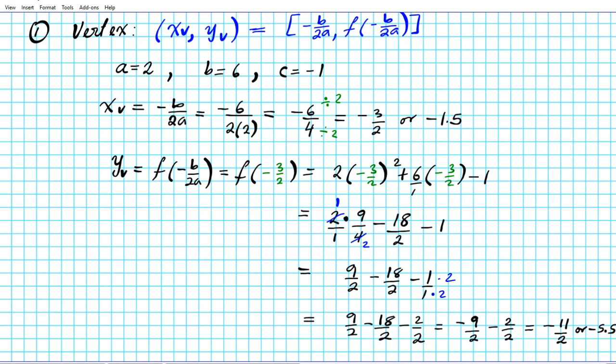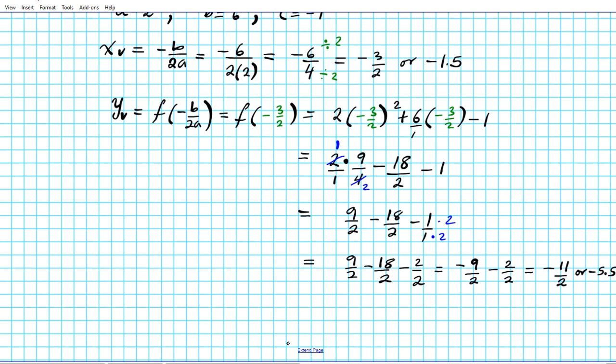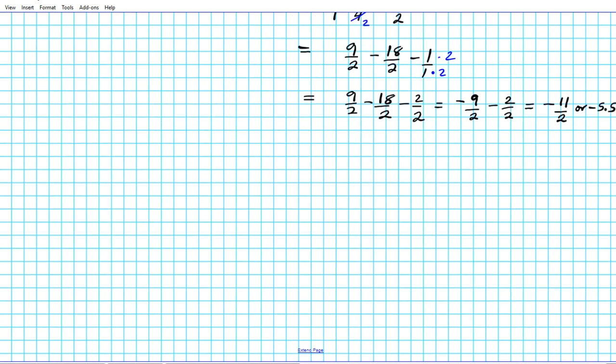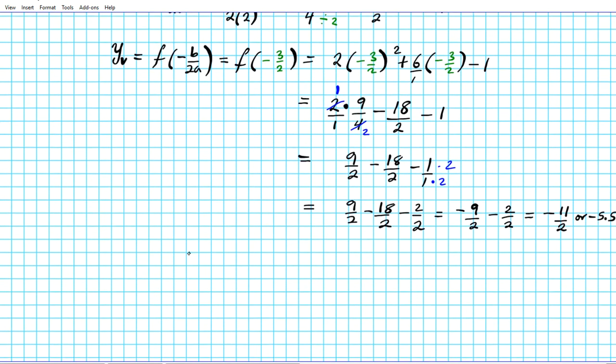Okay, so let's write down our vertex. Our vertex for this problem is the x coordinate, negative 3 over 2, and the y coordinate, negative 11 over 2, using improper fractions, or using decimals, negative 1.5, comma, negative 5.5.